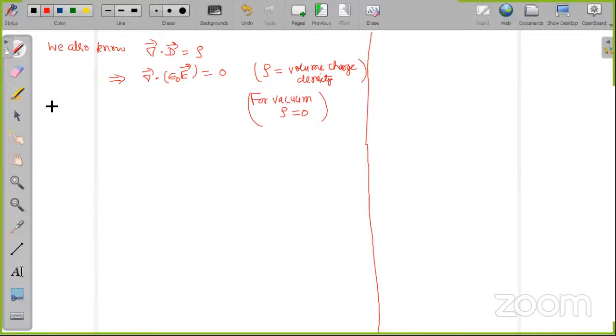So will you allow me to choose rho equal to 0? Only then I will move further. You have to say yes, sir. Electromagnetic waves do not carry any charge. It is an experimentally proved fact. And vacuum does not have any matter. That is why I can use rho is equal to 0.